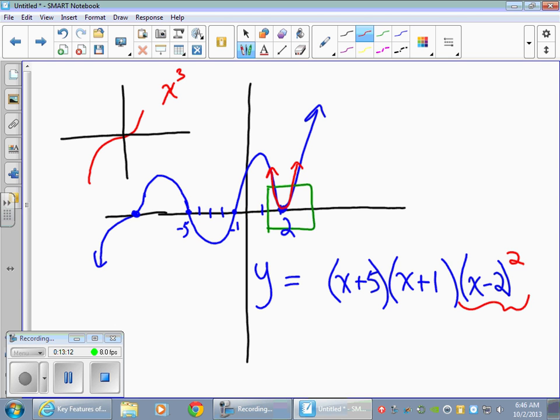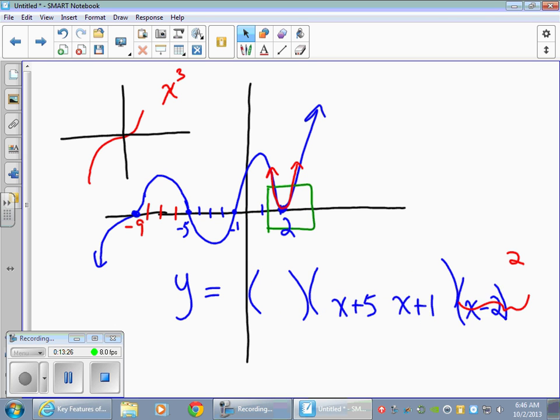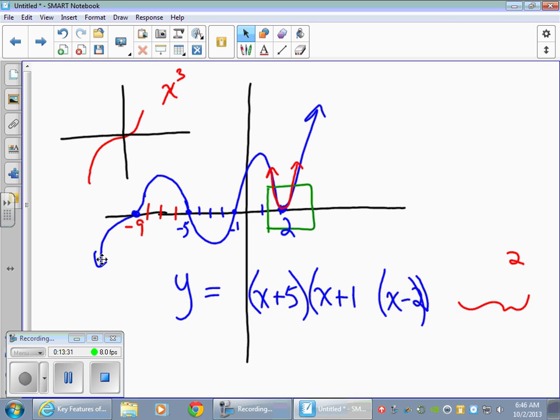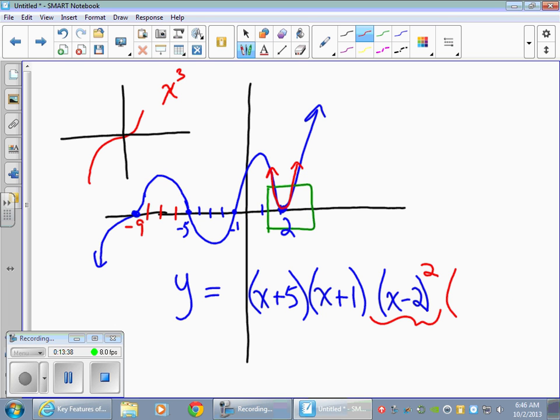And so what that means is if I did continue this out to -6, -7, -8, -9, and I've got that basic cubic shape on the end, then what I have to have on the end is an x plus 9 to the exponent 3 as well.